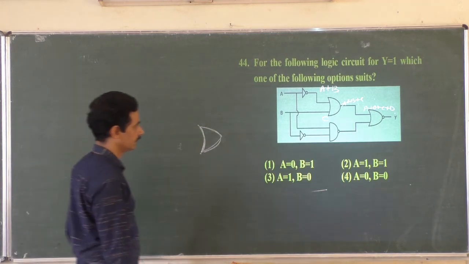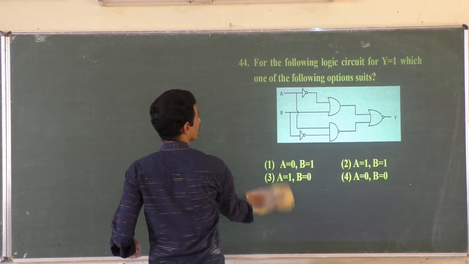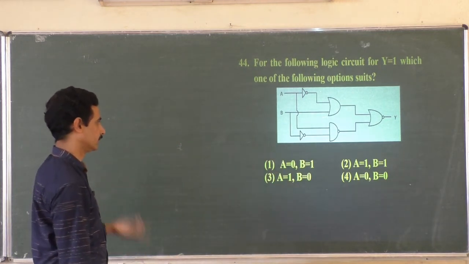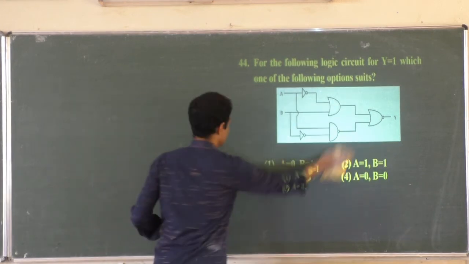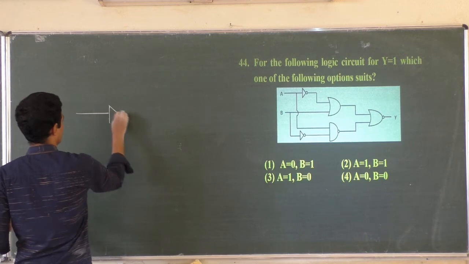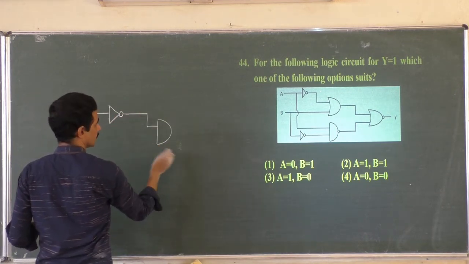For the following logic gate, Y is equal to 1. Which one of the following options is correct? You have to check it one by one. We'll check it. First we'll write the circuit. NOT gate to an OR gate.